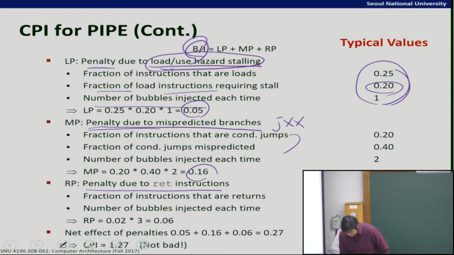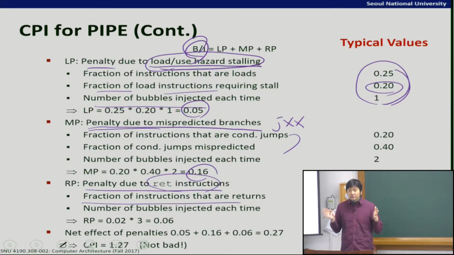Finally, we can do the same thing for return instructions. The fraction of returns is 0.02, meaning two instructions out of 100 are return instructions. Whenever this condition happens, we have to pay a bubble of three cycles whenever we see a return instruction. So in this case, the penalty is 0.02 times 3, which is 0.06.